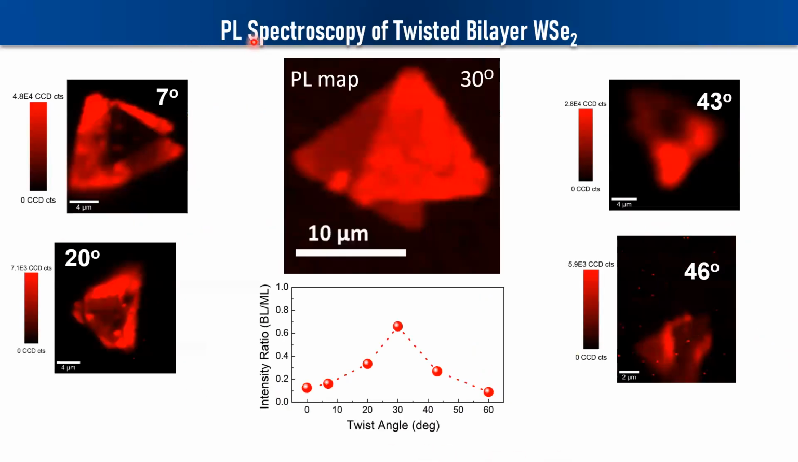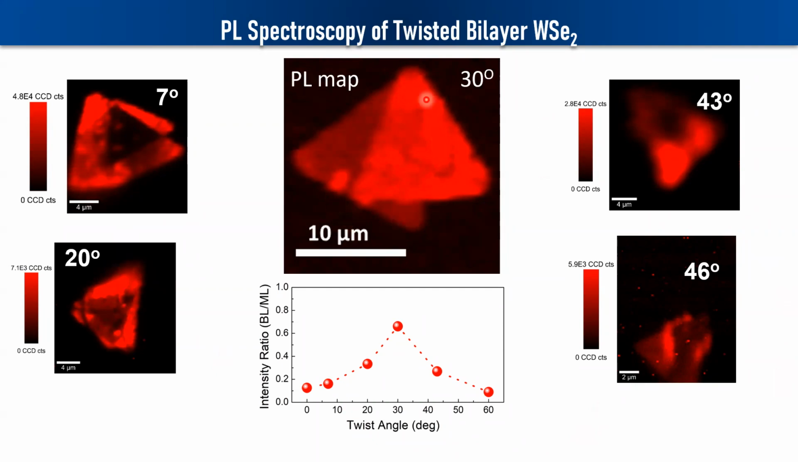Further, we have also done the PL spectroscopy of these twisted bilayer WSe2. And what we see is, at angles away from 30 degree, like 10, 20, 43, 46, which are closer to your 2H or 3R stacking, you can see that in the overlapping regions, there is quenching of the PL. So that means that here you are having an indirect band gap, just like that of the 2H and the 3R bilayer WSe2.